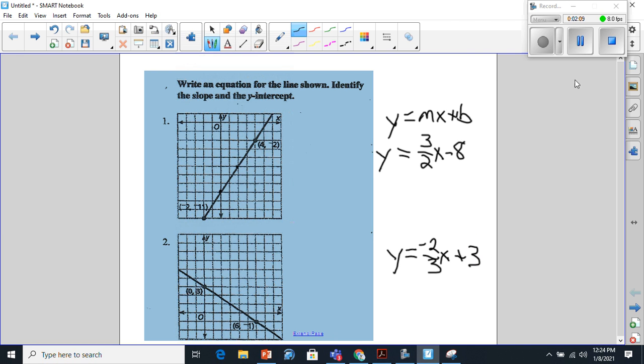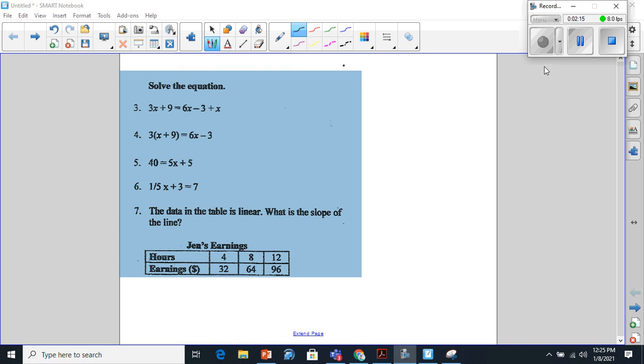All right, it's time to go to number 3. All right, number 3 says 3x plus 9 equals 6x minus 3 plus x. First, I have to combine like terms on each side. I see I have 6x plus x. That's going to make 7x. Let's rewrite that problem. That gives us 3x plus 9 equals 7x minus 3.